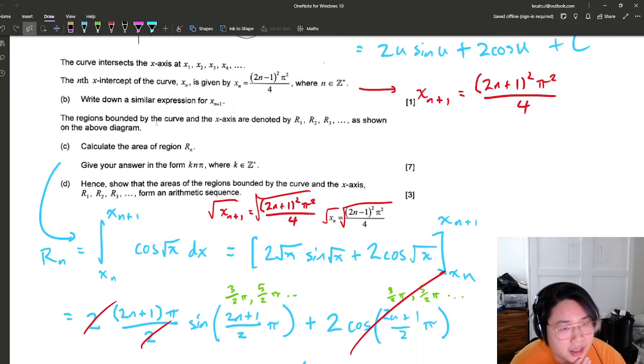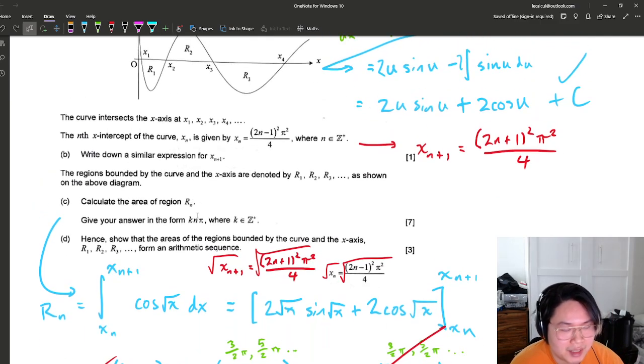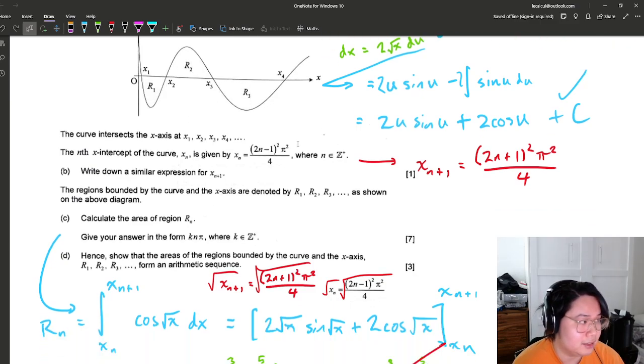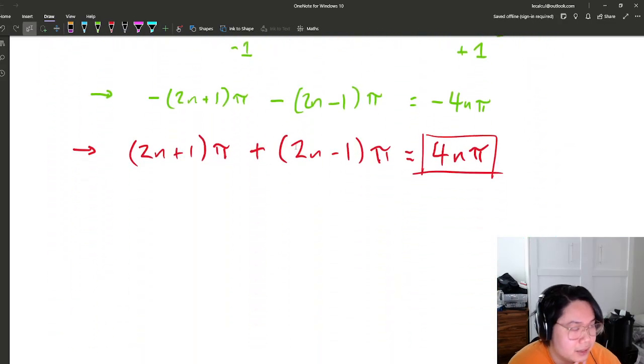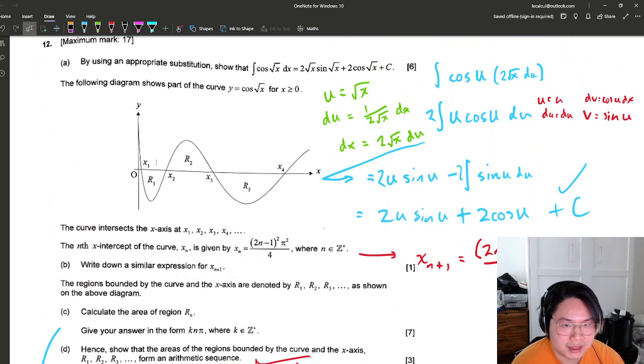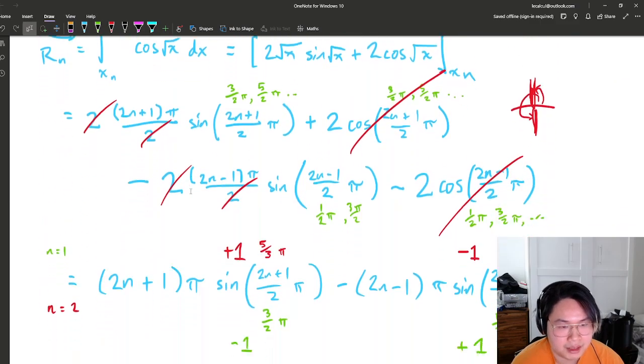All of these questions about the area will make sense if you ignore the sign and you're just looking at the scalar absolute value of your things, because then regardless of whether you're positive or negative, it's always 4n times pi. And if you're always considering the positive areas, then you can make an arithmetic sequence.